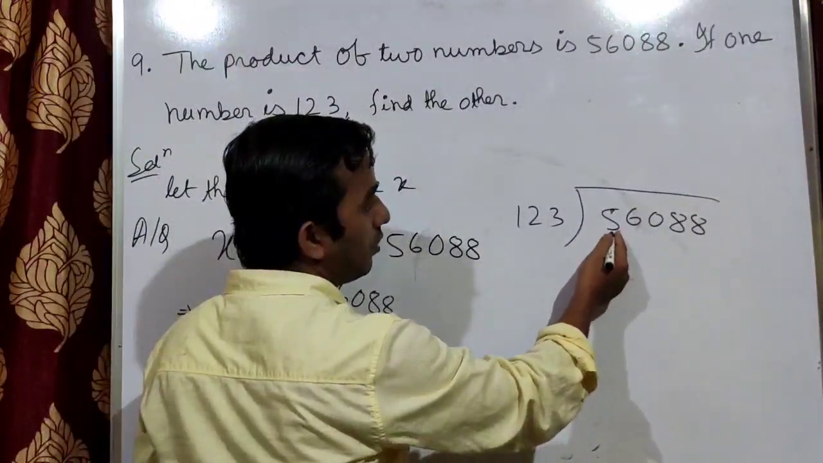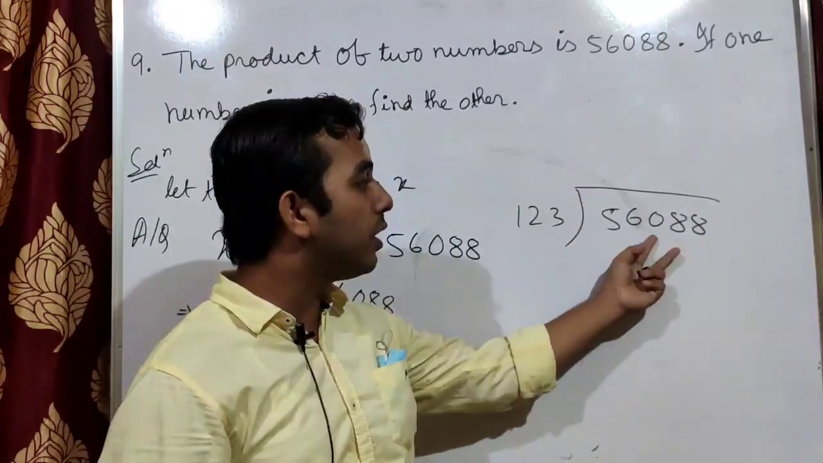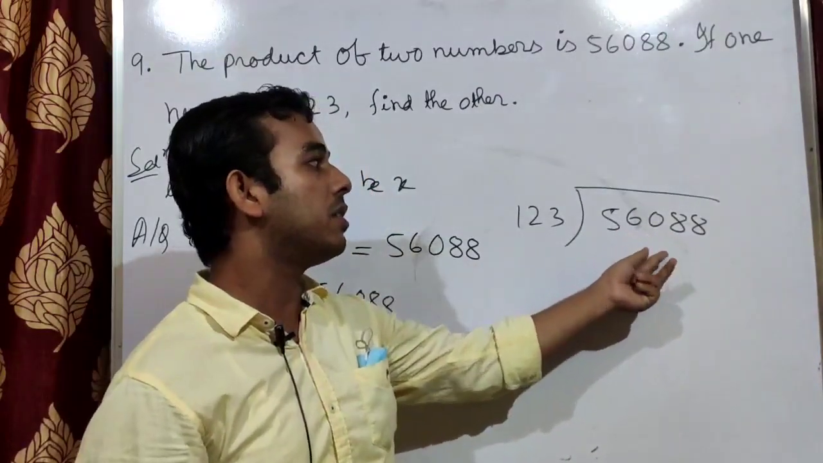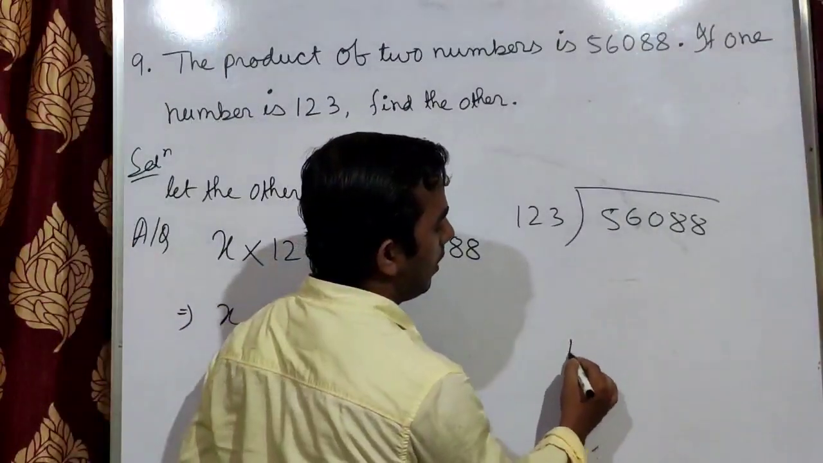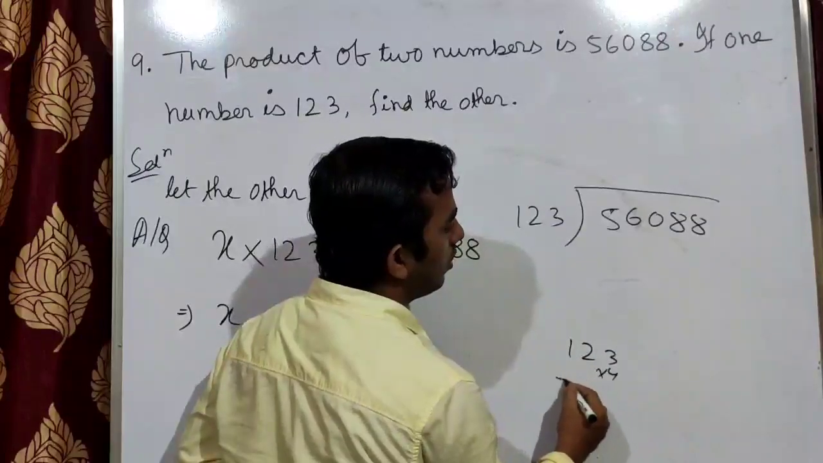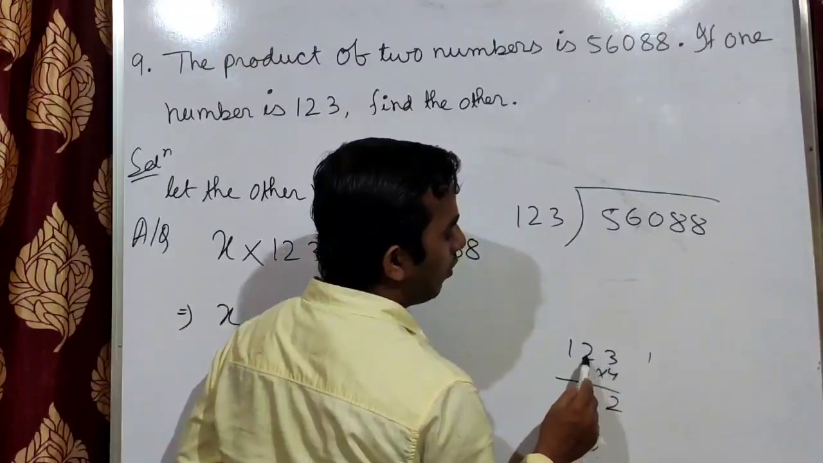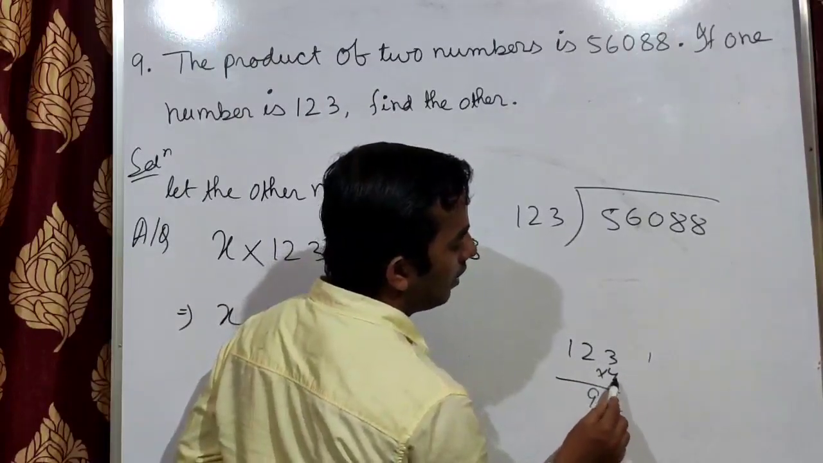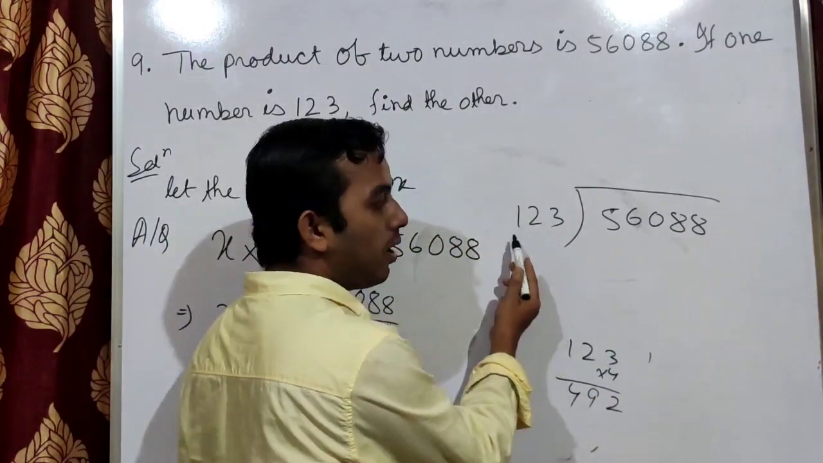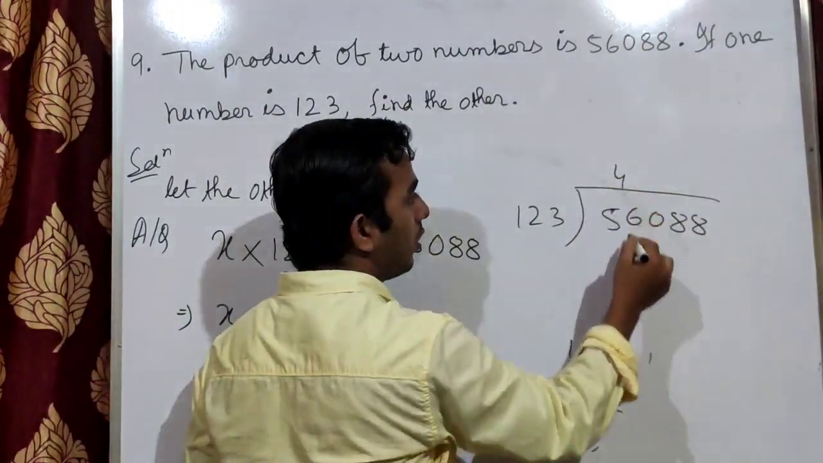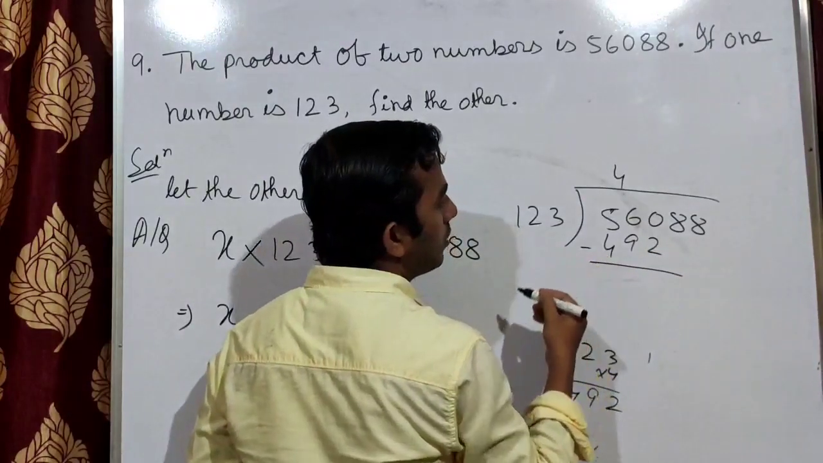Here 123 is not divisible into 5, so we will take these two numbers, 56. 56 also is not possible. Then three numbers, 560. It will go into 560. So let us multiply 123 with 4. 4 into 3 is 12, then remainder 1, 4 into 2 is 8, plus 1 is 9, 4 into 1 is 4. 492. So if we multiply 123 with 4, we get 492. Now we will subtract.